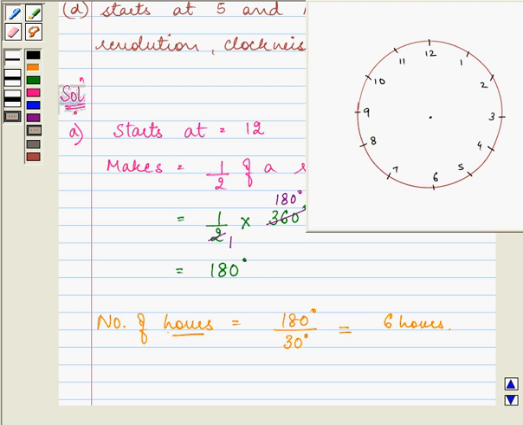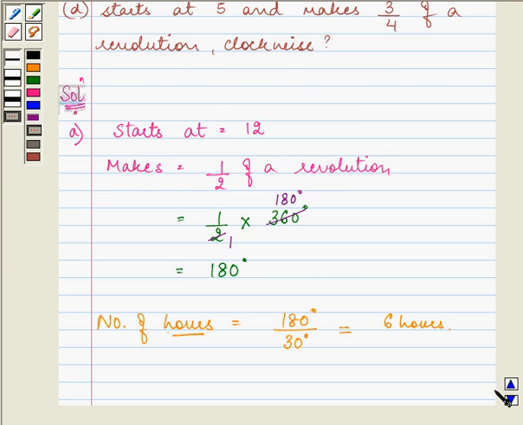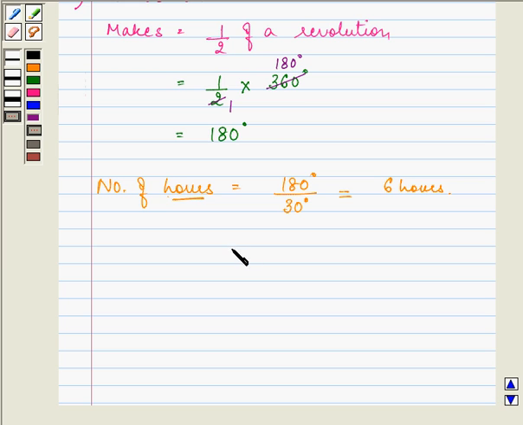So, we have the answer as: from 12 to 6, it will stop at 6. This completes our first part.